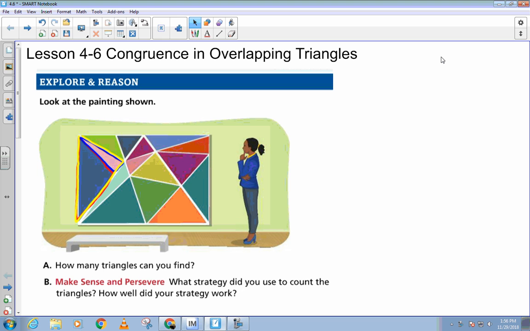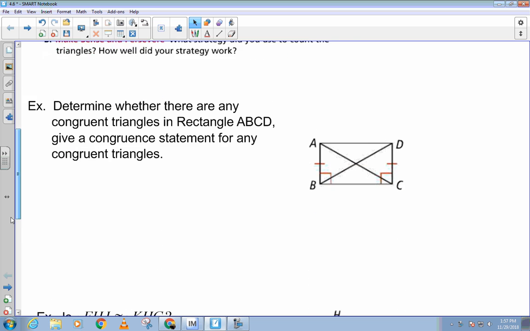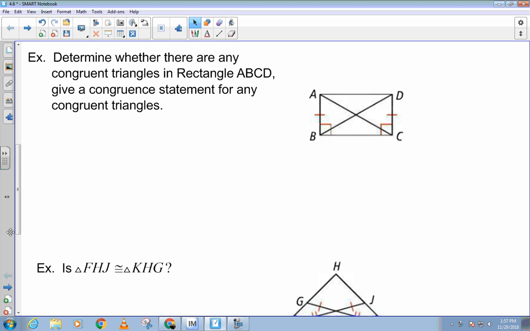We notice that this blue triangle and the yellow one share the angle, which means they're the same by the reflexive property, as well as the side overlap. So we are going to talk about how to prove triangles that overlap each other, because they're going to share something. Okay. So this first one says, determine whether there are any congruent triangles in rectangle ABCD.